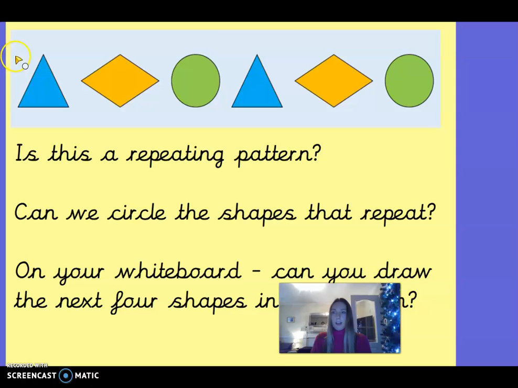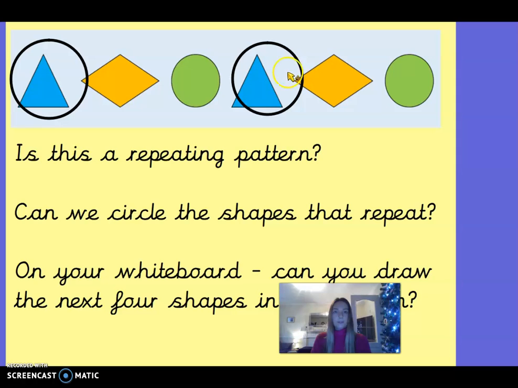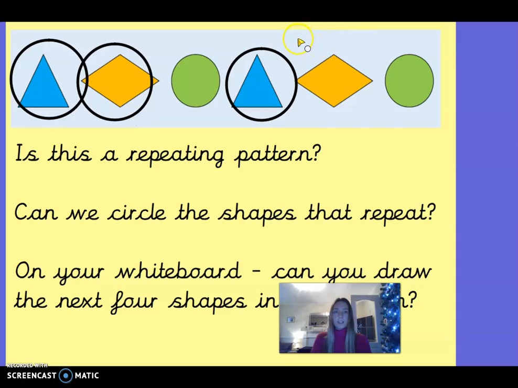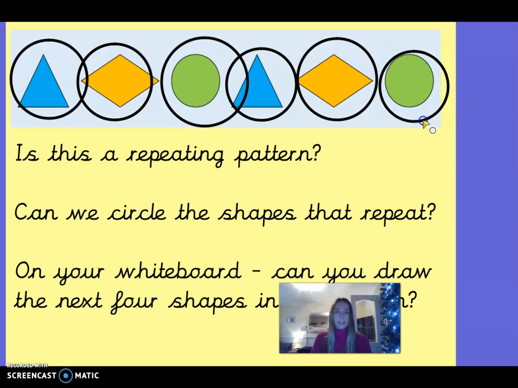So we'll start from the beginning. I can see a triangle here, and I can also see a triangle here. I can see a square, and I can see a square here. And I can also see a circle here and a circle here. So we know it is a repeating pattern because I can see these shapes more than once. Let's just check they're definitely in the same order. Triangle, square, circle, triangle, square, circle. They are in the same order. It is a repeating pattern.